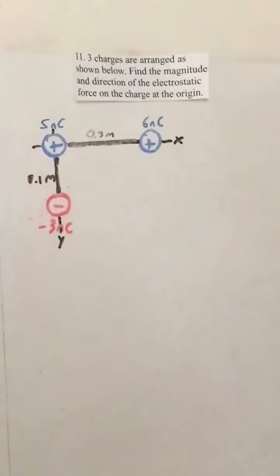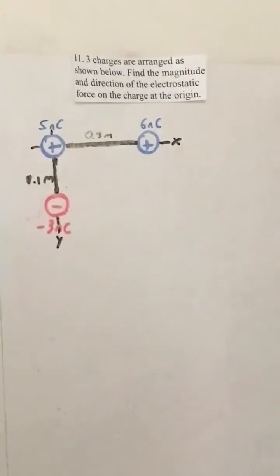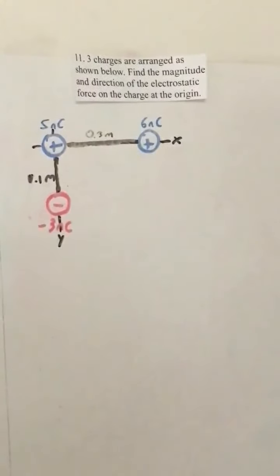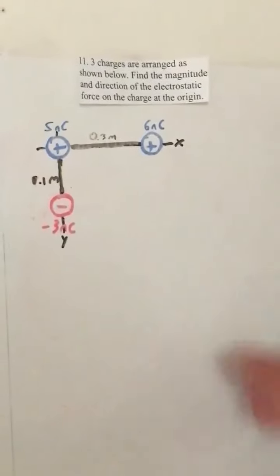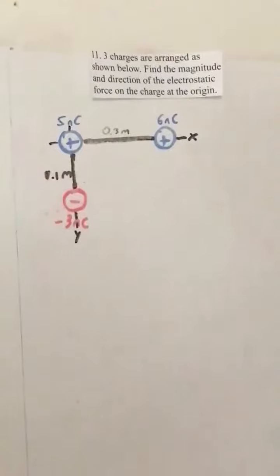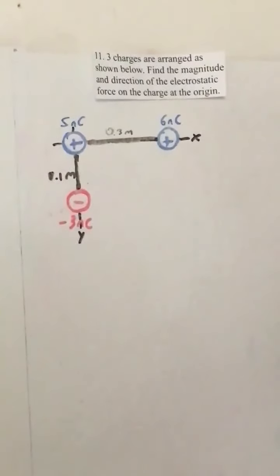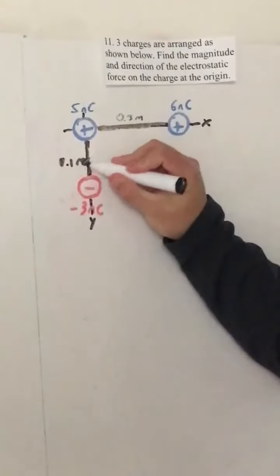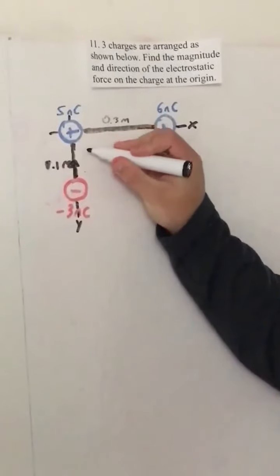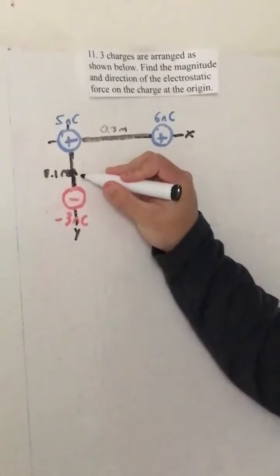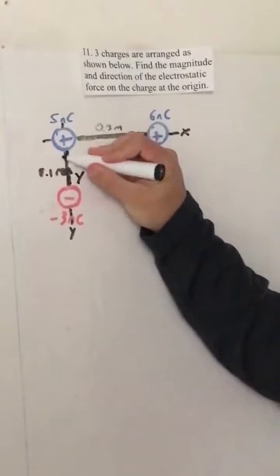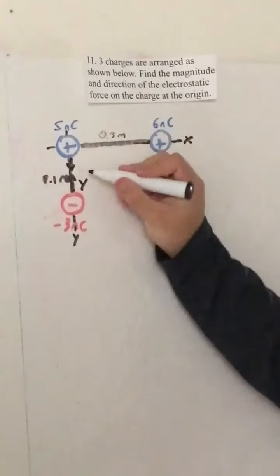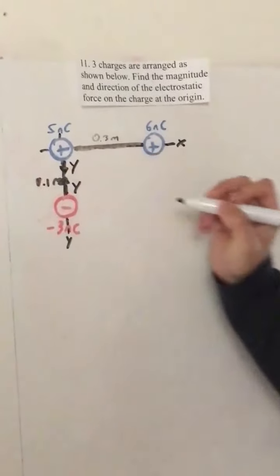Three charges are arranged as shown below. Find the magnitude and direction of the electrostatic force on the charge at the origin. So this is the charge at the origin, and let's just mark out our forces. Let's call this force, over here, force Y, because it's in the Y direction, and these are opposite charges, so they're going to attract one another.